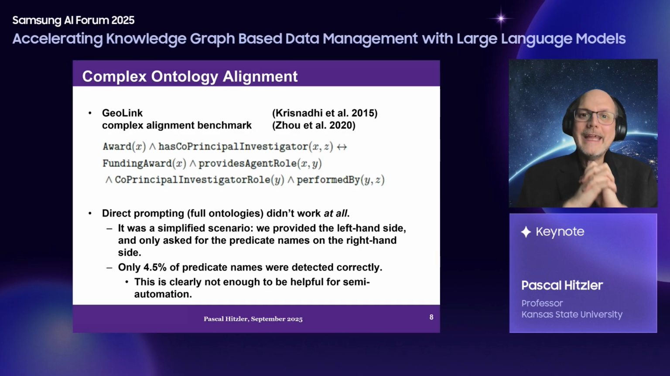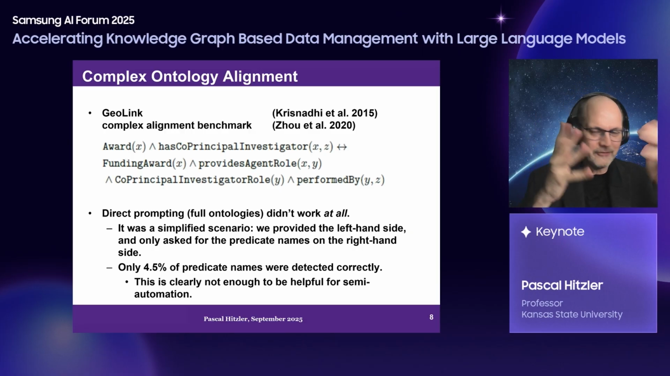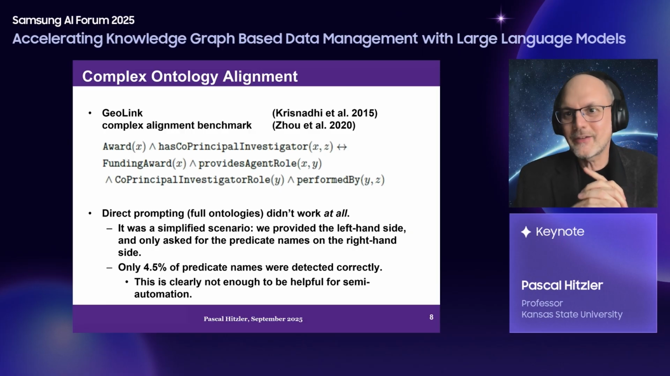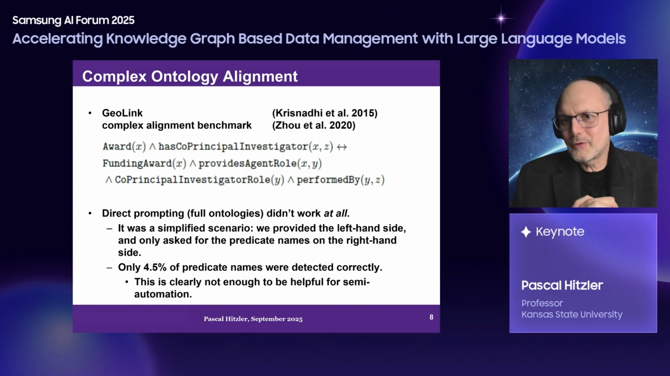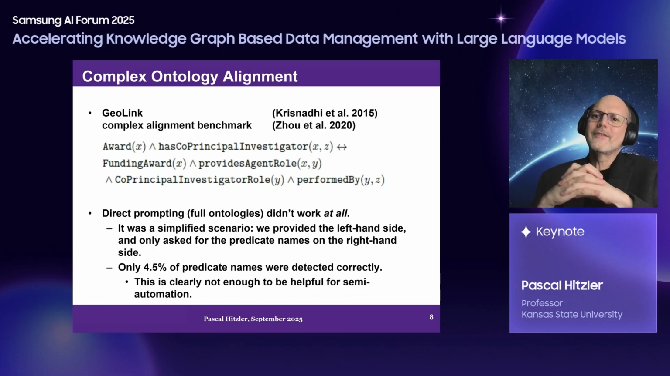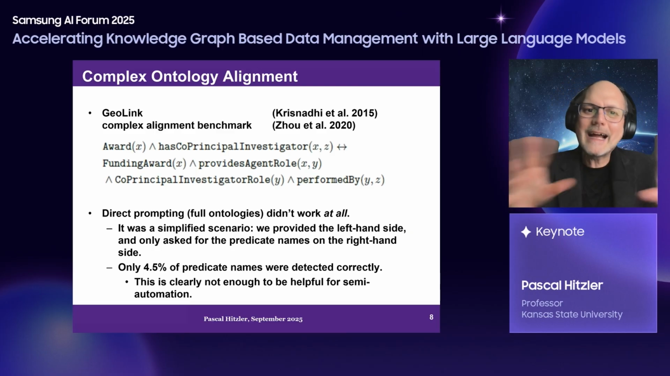Now, if you take this benchmark with these, I believe, 109 rules or so, which we had there, it wasn't terribly big, just 109 rules. Also, the ontologies are not terribly big. We're probably talking about dozens of classes. And you just feed them to a large language model and say, give me the rules, then essentially it doesn't work. We even gave it a slightly simplified scenario. We didn't ask for the rules.